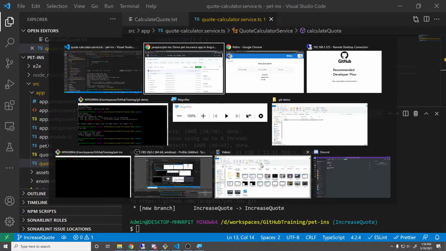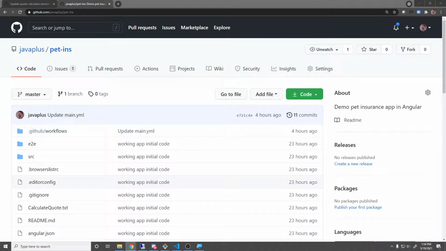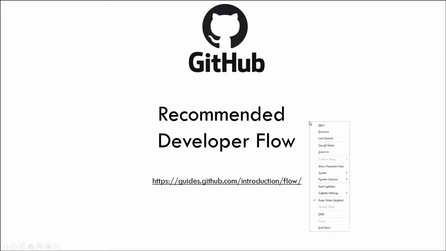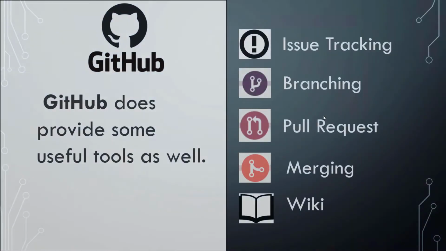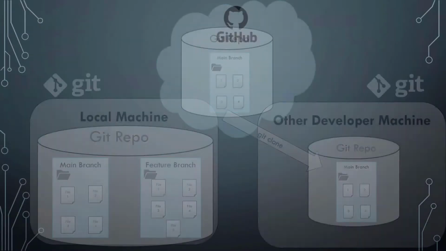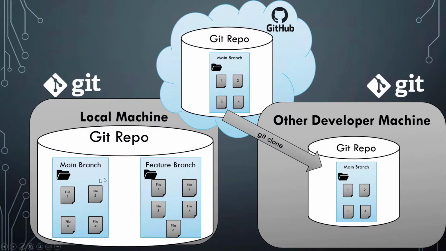So if we remember the diagram, let me see if I can go back. Yeah, so let's go back. Remember from this view, right? Locally, you can create multiple branches. We push the main branch, but we can also push feature branches. And that's what we've just done.